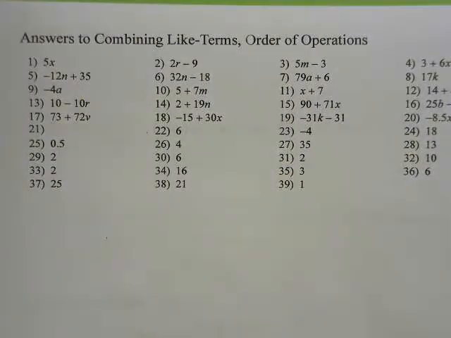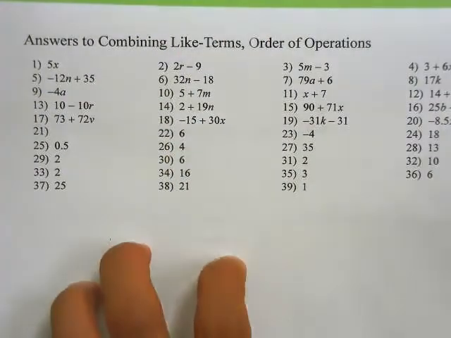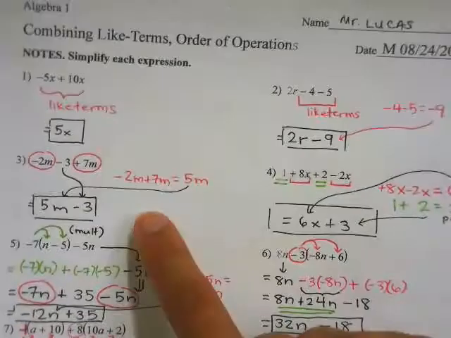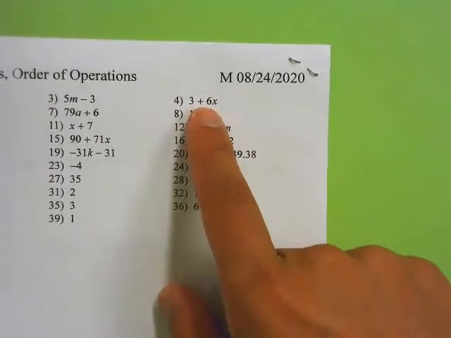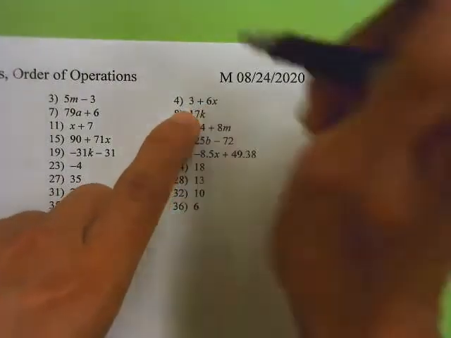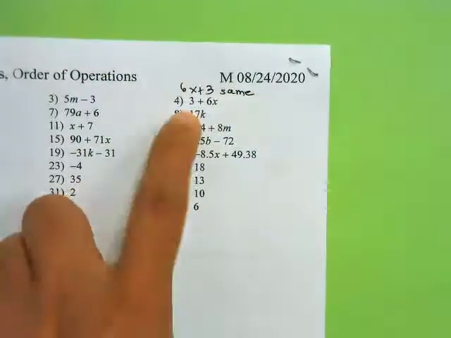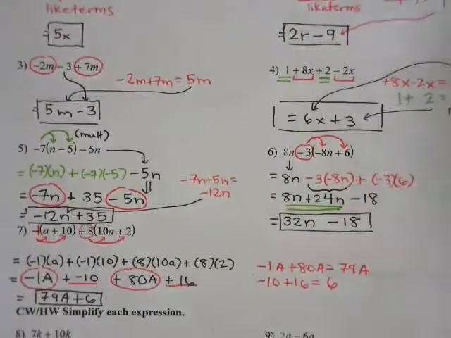I didn't have any complaints. I've been doing answer keys in the back for a while, and it's just a method for you guys to check your work when I'm not around. So 5x, yep, 2r minus 9, 5m minus 3, 6x plus 3. Sometimes on the answer keys, it will write it as 3 plus 6x, but please know that it's the same thing as 6x plus 3. So it's totally fine if the terms are switched. You get 12n plus 35, 32n, okay, good, and then 79n plus 6. So it looks like everything checked out.